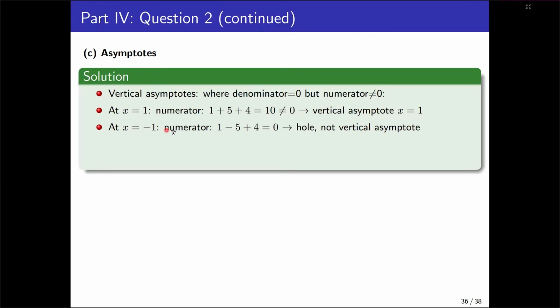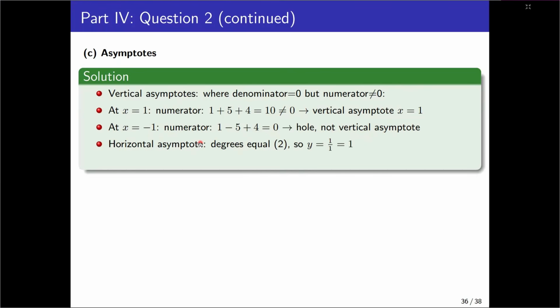But at x equal to minus 1, the numerator is also 0. The denominator is also 0, so x plus 1 is a factor of both the numerator and the denominator of the given rational function. Therefore, x equal to minus 1 cannot be the vertical asymptote. Rather, the rational function will have a hole at minus 1.